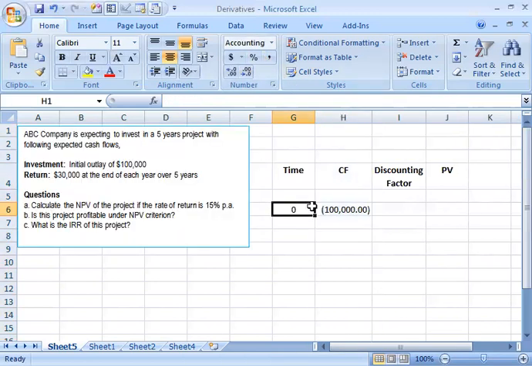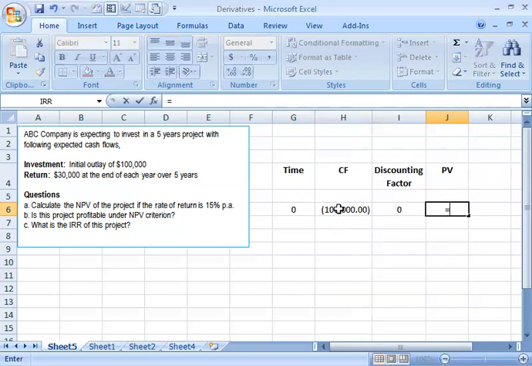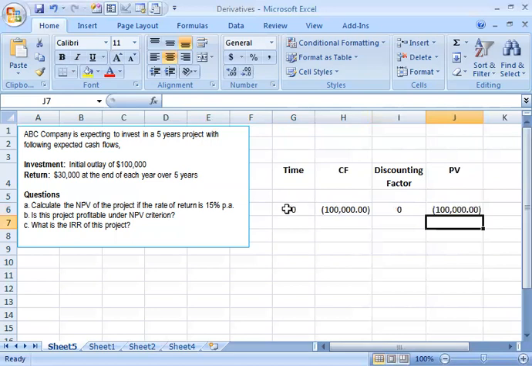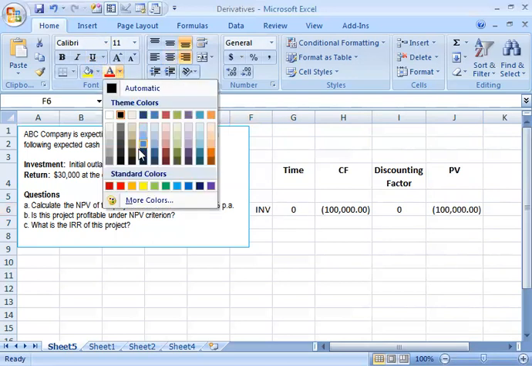Then what about the discounting factor? We don't have to discount this 100,000 by any amount or any interest rate since it is the initial outlay at the beginning. So we don't have any discount factor. I will keep it as 0. Then what about the present value? Present value is 100,000 itself. So we are done for the investment cash flow. I will write it as investment. It is the investment cash flow at the beginning.